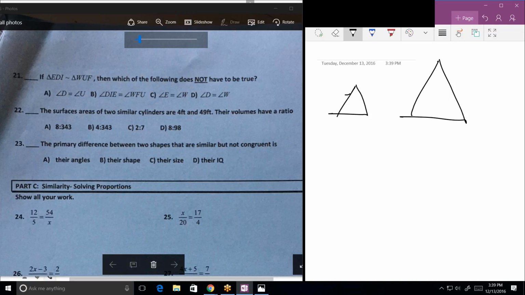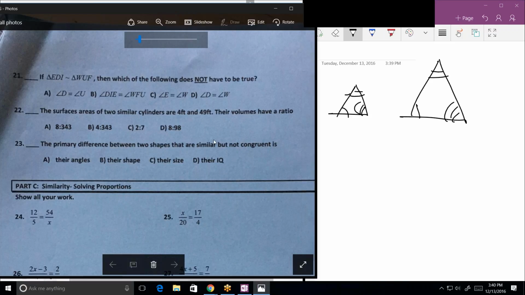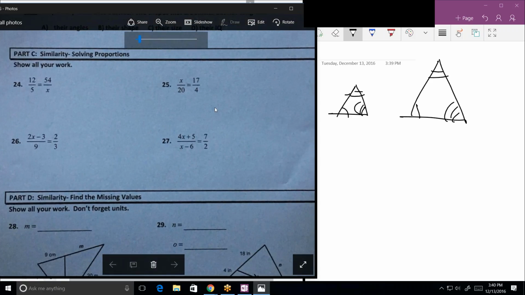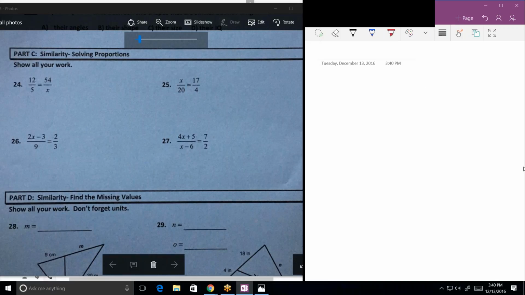In other words, those are similar, but they're not congruent. Their angles are all the same. That angle's the same as that. That angle's the same as that. And that angle's the same as that. So that's what makes them similar. So it's not their angles. Their shape is exactly the same. The only thing that's different is their size. Perhaps their IQ. Being funny. Trying to be.